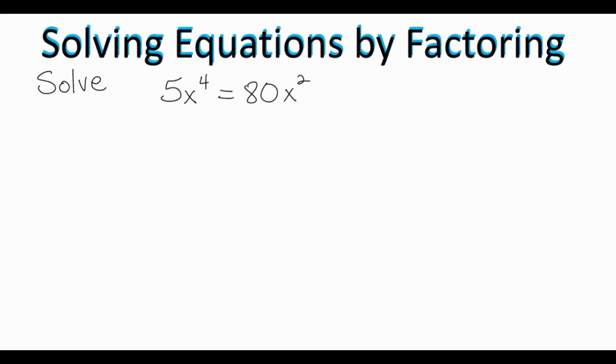In this video, we're going to be solving equations by factoring. Take a look at your screen. We're solving 5x to the 4th power equals 80x squared. The first thing I'm going to do is subtract 80x squared so that I set the equation equal to 0. The second thing I do is now look for a GCF, a greatest common factor.